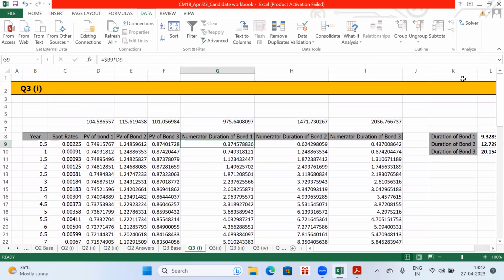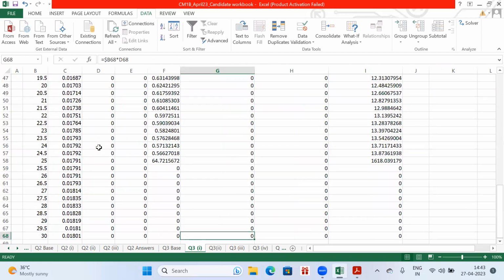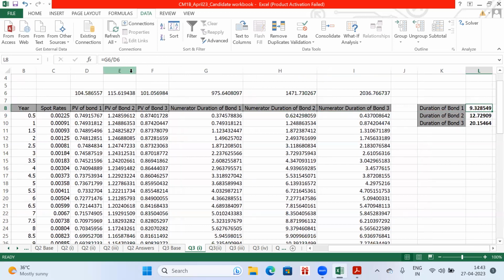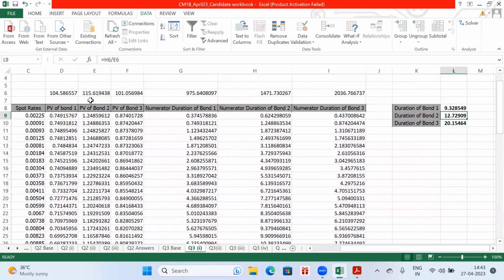Then numerator of bond 1, numerator for duration. Duration is basically t, time, into the present value divided by the present value. Okay, so time into the present value summation we calculate. So t into the present value we have calculated, and we have done a sum. Numerator of bond 2 is the same thing, bond 3 also the same thing. The duration of bond 1 will be nothing but this divided by the present value of this. Similarly for bond 2 and similarly for bond 3.